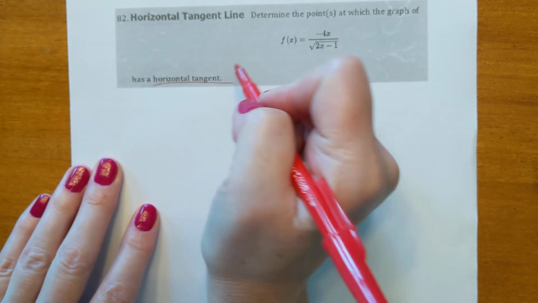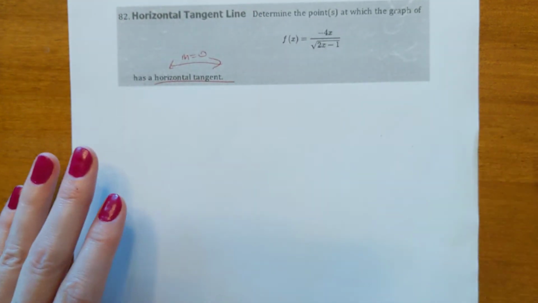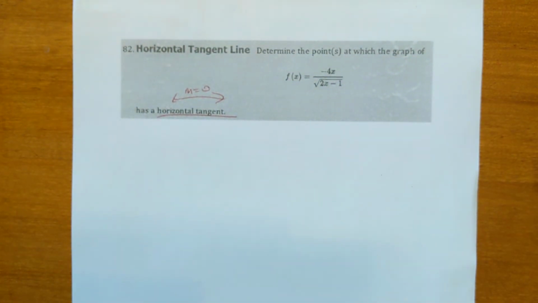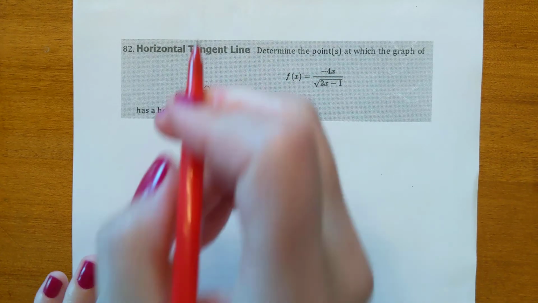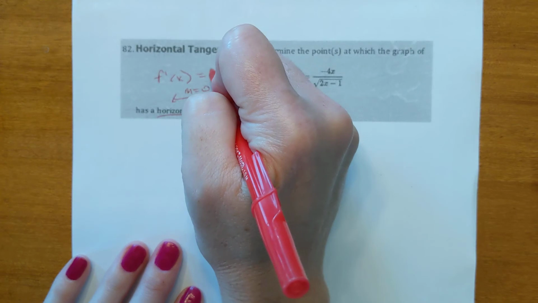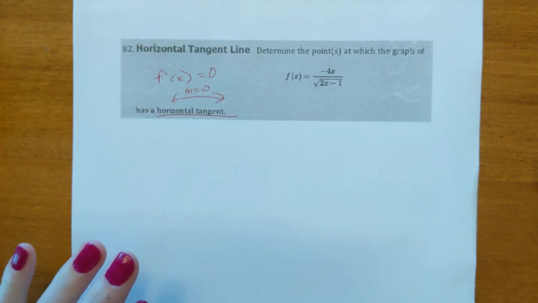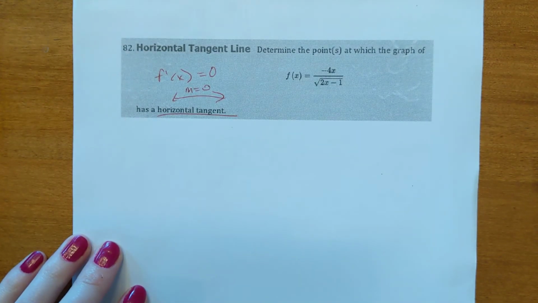A horizontal tangent means it's a horizontal line with m equal to 0 for the slope. So we want to figure out where the derivative, where does y prime or f prime of x equal 0? Wherever the derivative equals 0, that's where the slope is 0. So we're going to have to take the derivative of that function. You could do the quotient rule on this or the product rule. It doesn't matter. I think I'm going to go for the quotient rule.